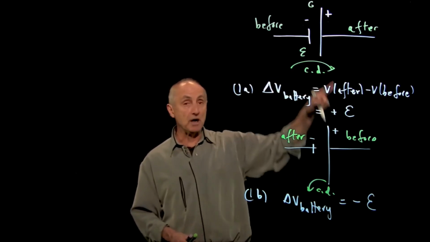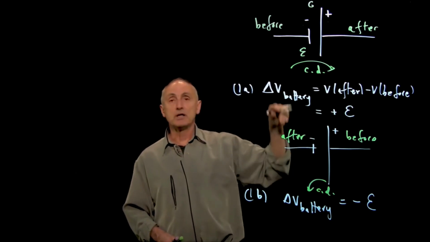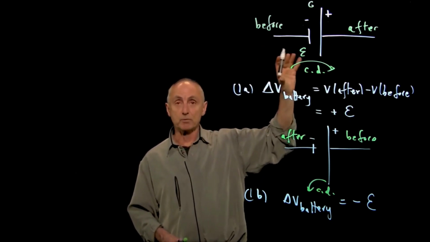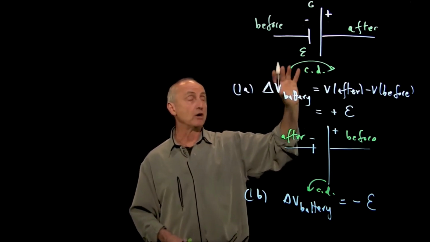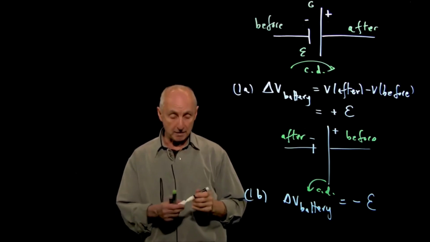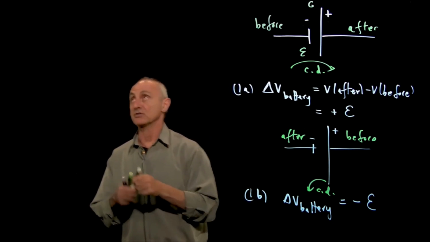Now, what's important to realize is that the change of potential of the battery does not depend on which way the current is flowing, whether the battery is charging or discharging. It only has to do with how we're circulating around our closed path. Now let's look at the resistor, which will involve both of our conventions.